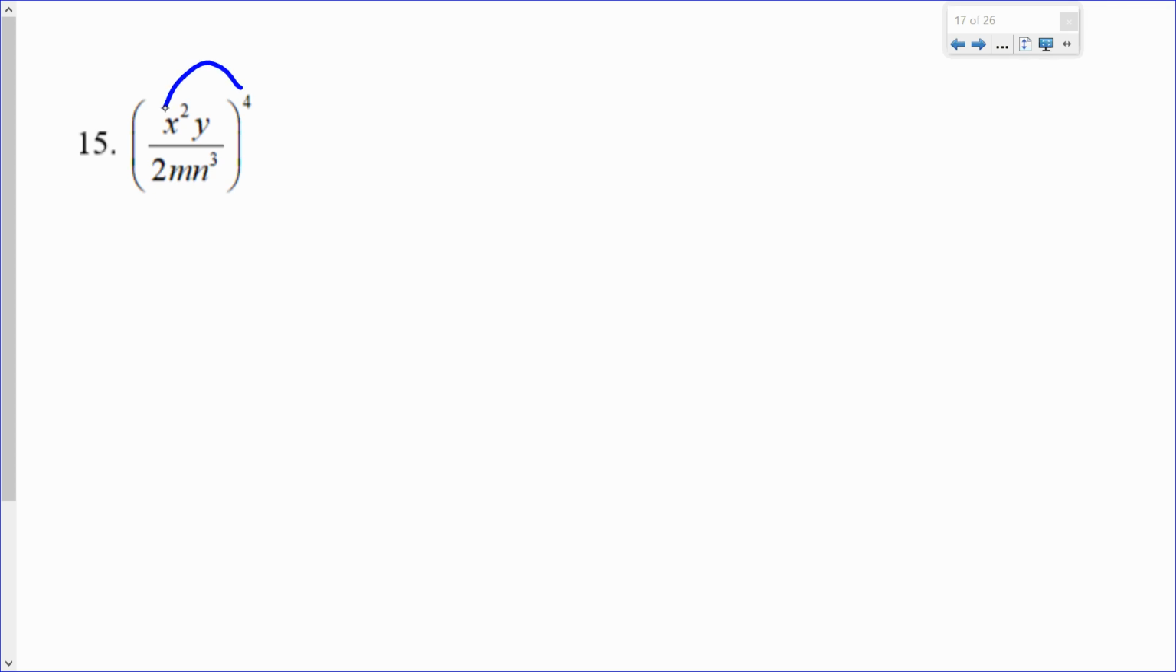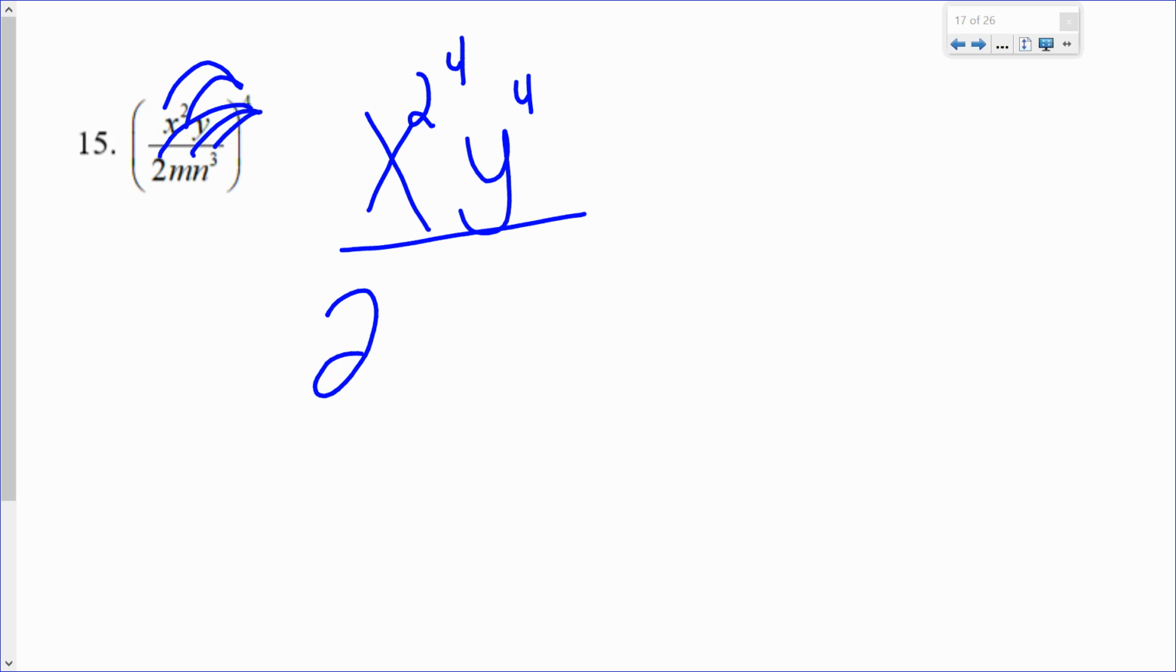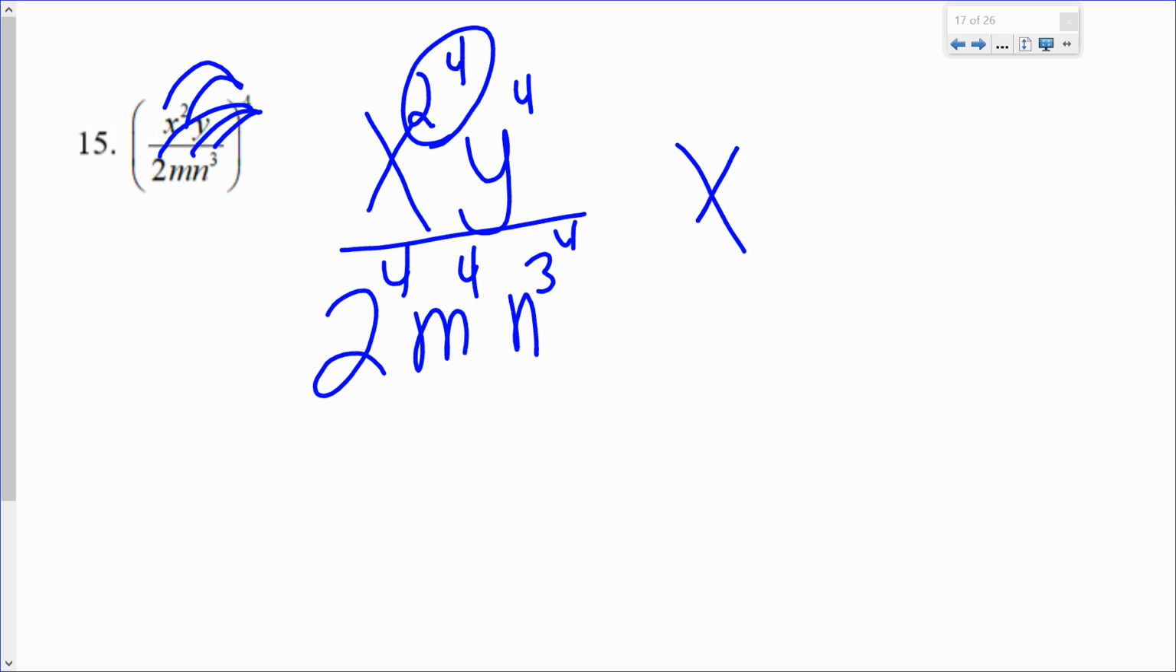Okay. Everything inside gets it. So x squared gets the fourth power, y gets the fourth power, 2 gets the fourth power, m gets the fourth power, n to the third gets the fourth power. When I'm raising a power to a power, I multiply the powers, so that becomes x to the 8th. That y is good. On the bottom, 2 to the 4th means 2 times itself 4 times. 2 times 2 is 4, times 2 is 8, times 2 is 16.